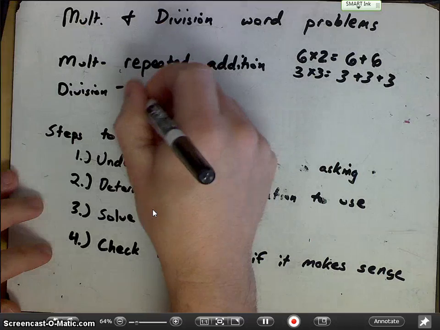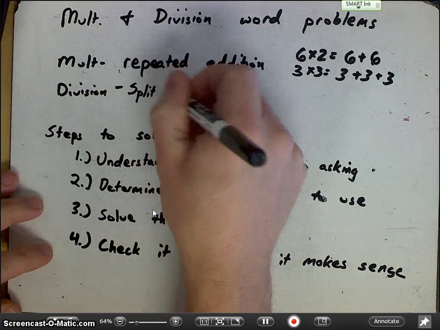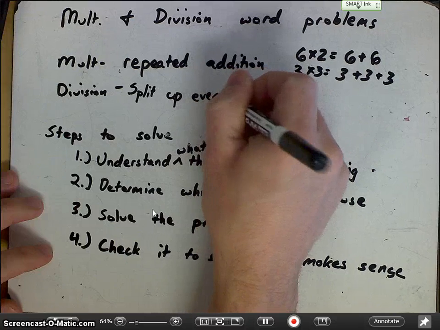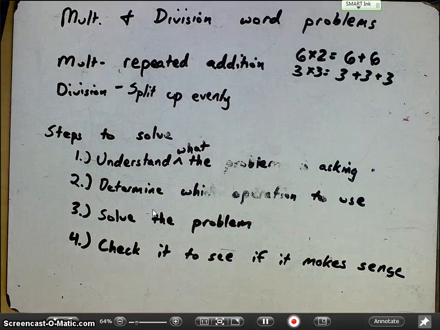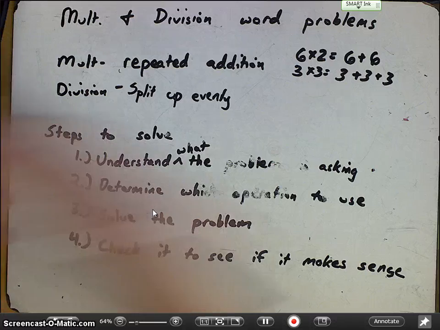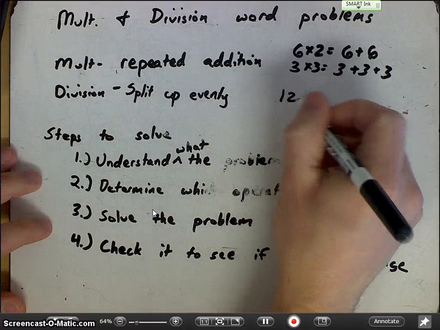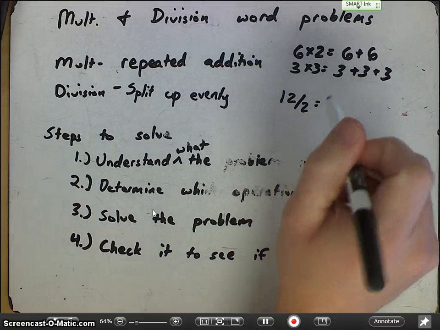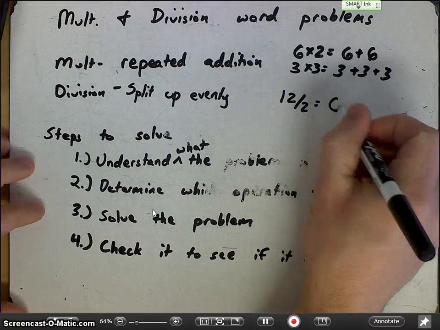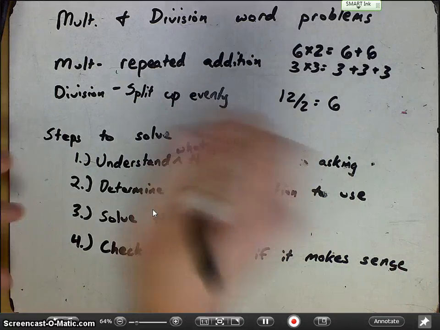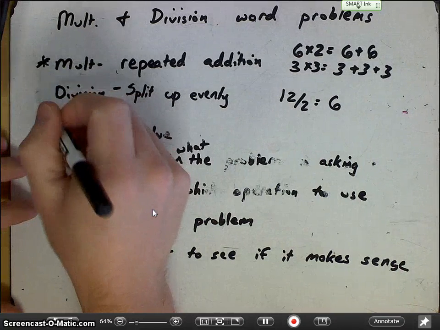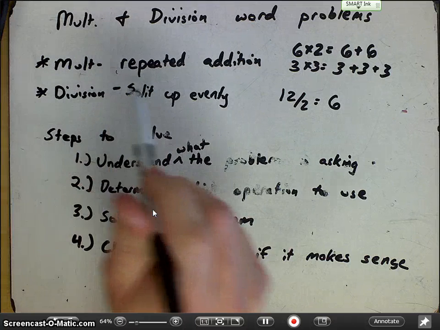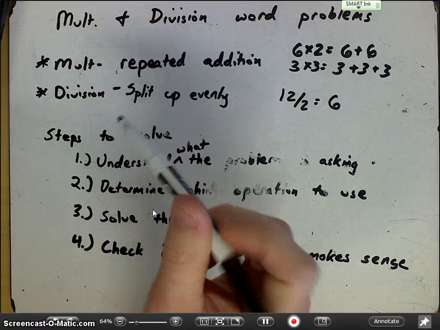Division is splitting up evenly. You are breaking something up into equal parts. So if I have 12 divided by 2, I am cutting 12 into 2 parts. 12 cut into 2 equal parts is 6 in each part. If you don't understand these, there's no point in going forward, because you need to know: are we doing repeated addition, or are we splitting something up?